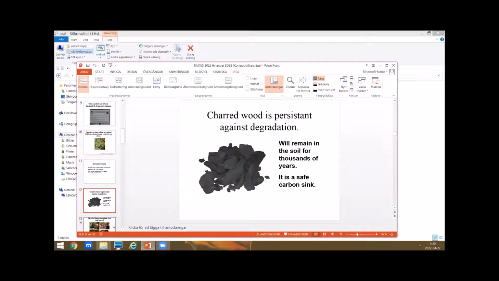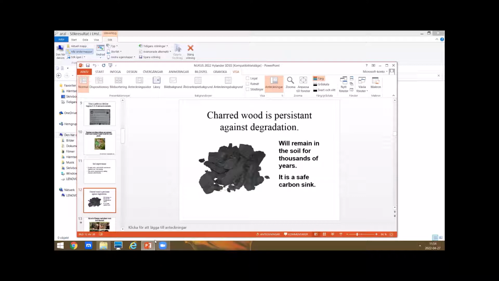in clay soils. But in sandy soils, it's a challenge to keep it in the soil. And charcoal or biochar is charred wood, which is persistent against degradation. Because of this, it will remain in the soil for thousands of years. And it's a very safe carbon sink. So it's a very good idea to produce biochar or charcoal from vegetation and then put it into the soil. It's much better than burning the firewood to just get energy out of it.